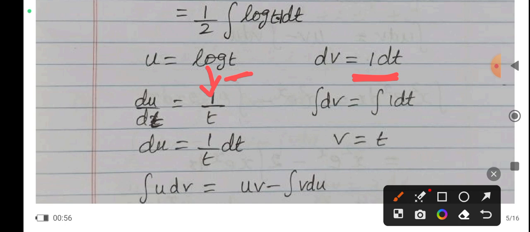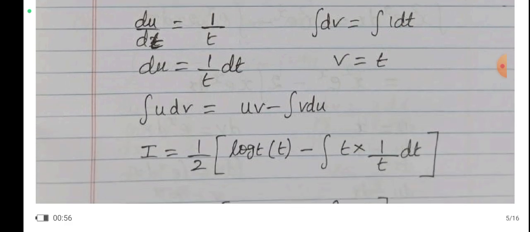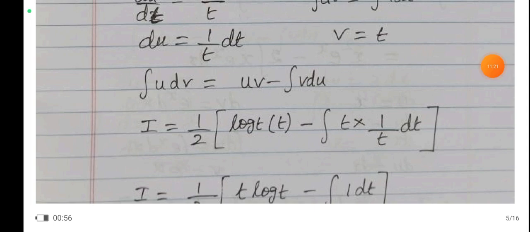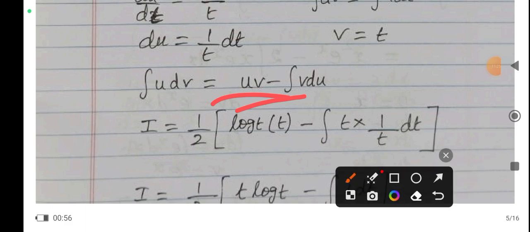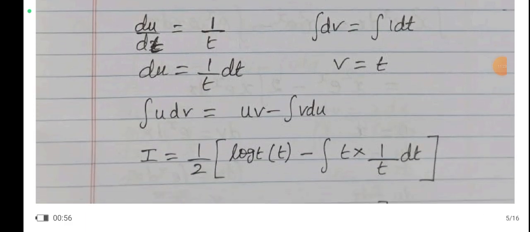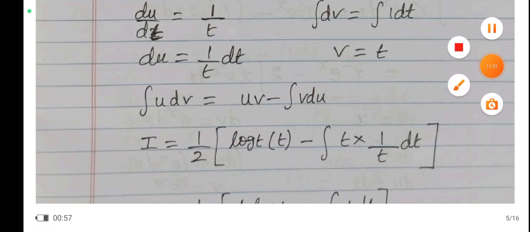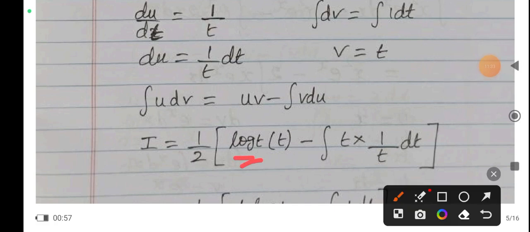Actually we are differentiating. Here we are doing integration: integral dv equals integral 1 dt. So integral dv is v, and the integration of 1 is t. Clear? Check. Then we apply integral u dv equals uv minus integral v du. What is the u value? u is log t, v is t, minus integral, again v is t and du is 1 by t dt.